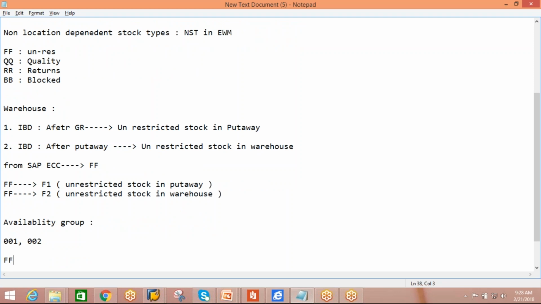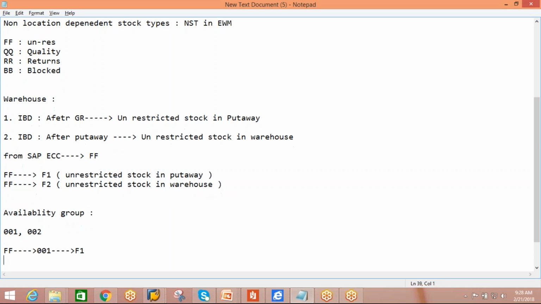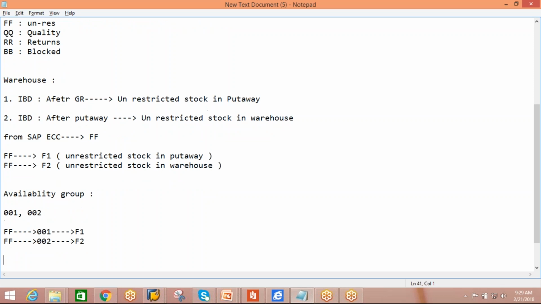What I can say, if my FF is used with availability group, I can manage like this: F1, F2. Here I am using one concept called availability group to divide my FF into two parts, F1 and F2. Okay, this is the EWM side.